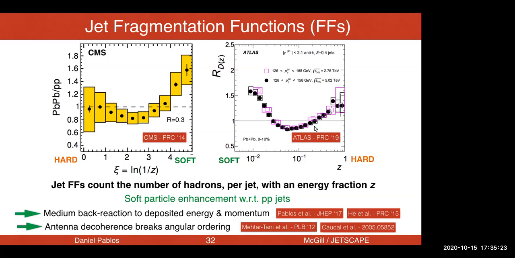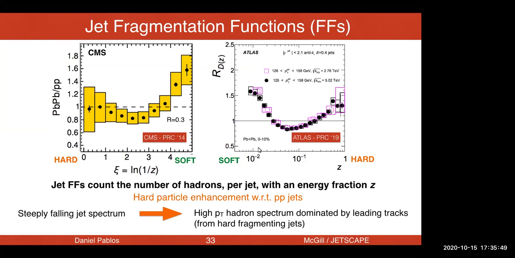PP, and you see that there's an enhancement in the high Z, which means, first, sorry, let me just comment that there's an enhancement in the soft part, which means there's an extra number of soft particles. They have been described through medium response or also the decoherence of the antenna. I will not focus on this right now. We're focusing on the hard part. ATLAS more clearly sees an enhancement of hard fragments inside the jet fragmentation functions.